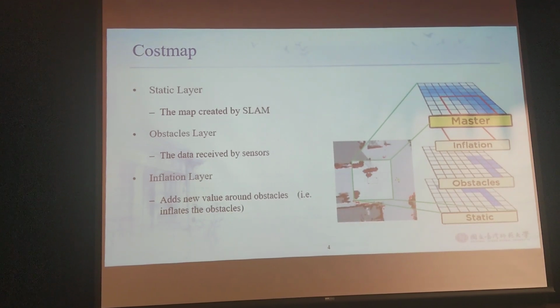The inflation layer increases the cost of cells near obstacles or other areas that should be avoided, creating a buffer zone around them. The cells in the buffer zone are assigned higher cost, making it less likely for the robot to plan the path through them.